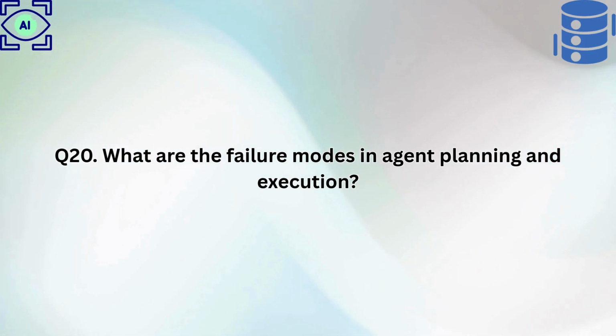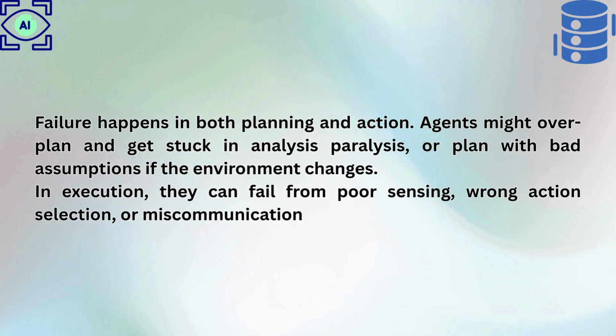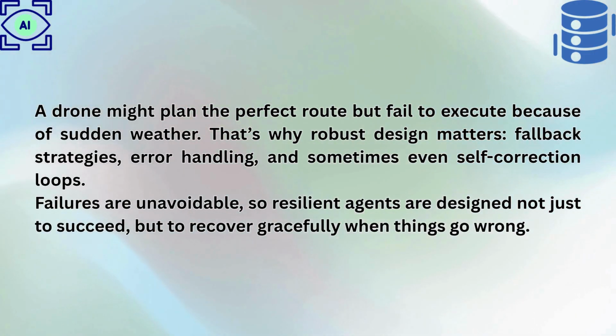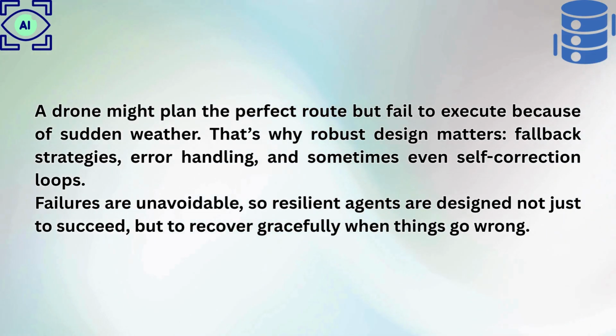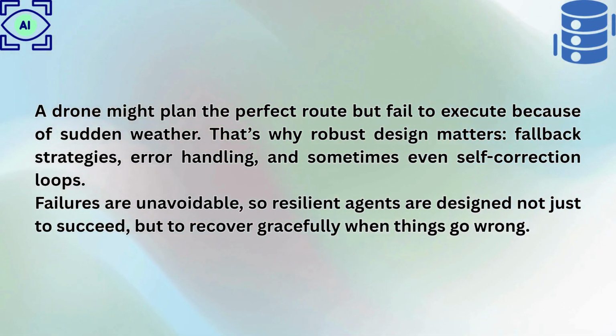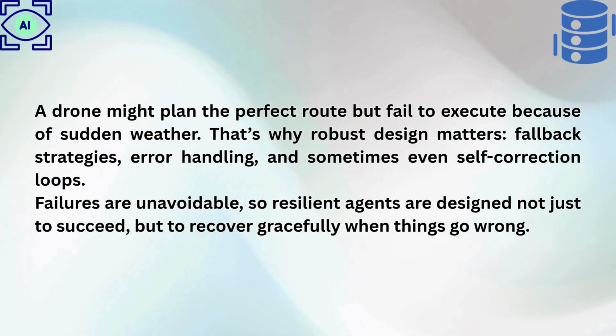What are the failure modes in agent planning and execution? Failure happens in both planning and action. Agents might overplan and get stuck in analysis paralysis, or plan with bad assumptions if the environment changes. In execution, they can fail from poor sensing, wrong action selection, or miscommunication. A drone might plan the perfect route but fail to execute because of sudden weather. That's why robust design matters: fallback strategies, error handling, and sometimes even self-correction loops. Failures are unavoidable, so resilient agents are designed not just to succeed, but to recover gracefully when things go wrong.